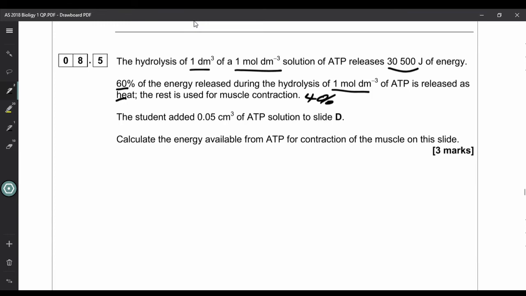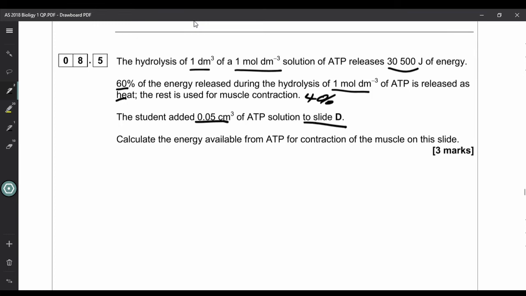So the student added this volume of ATP solution to slide D. Okay, calculate the energy available from ATP for contraction of the muscle on this slide. So I think many students just missed that slide D, so they ignored the concentration. Okay, so first thing we've got to do is work out how much energy could be released by the amount of ATP that we are adding.